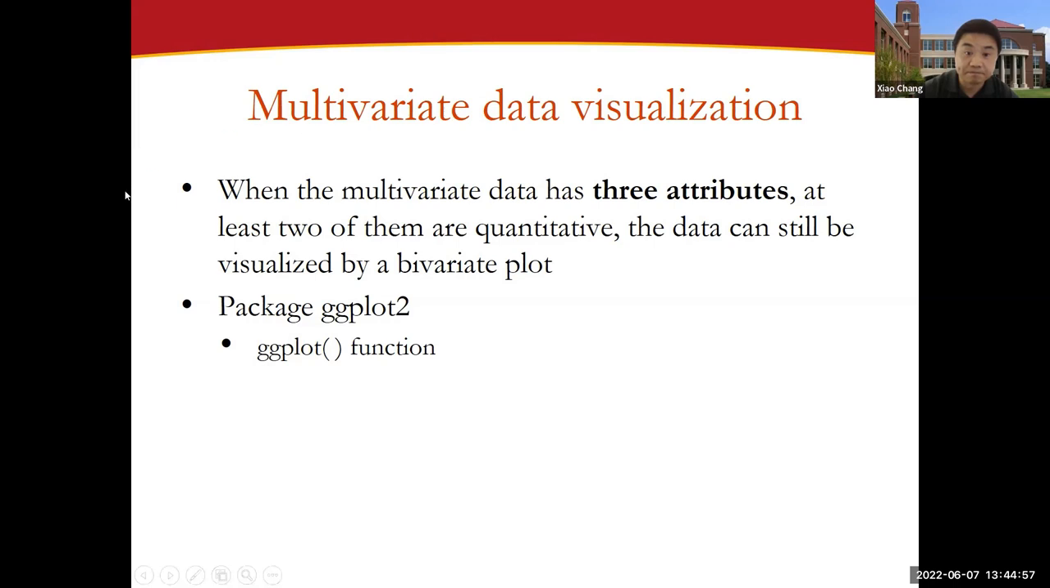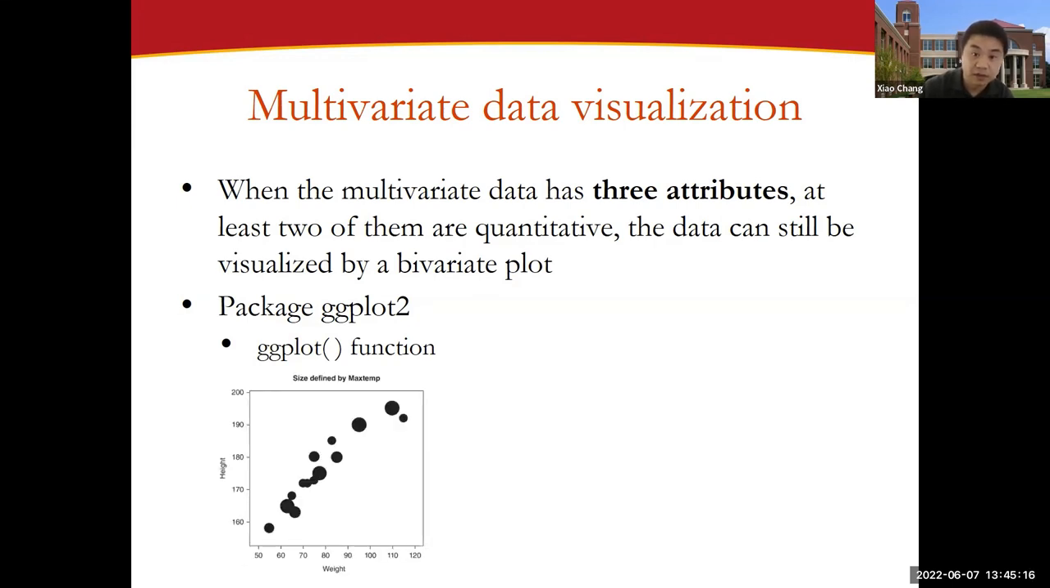So, multivariate data visualization. When multivariate data has three attributes, at least two of them quantitative, the data can still be visualized by a bivariate plot, which means three-dimensional data can be visualized in a two-dimensional space.